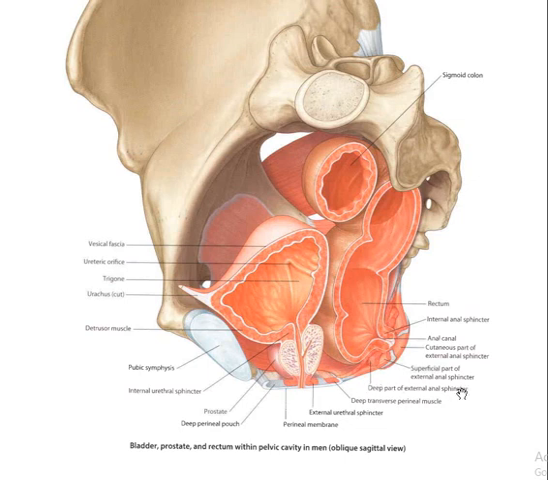We have the deep part of the external anal sphincter. We have the superficial part. We have the cutaneous part of the external anal sphincter. So you have the deep, superficial, and cutaneous part. All these are for the anal sphincter. I have the rectum here.